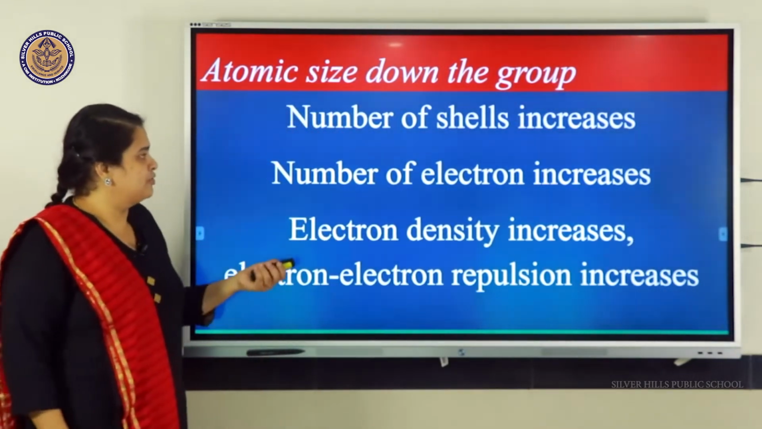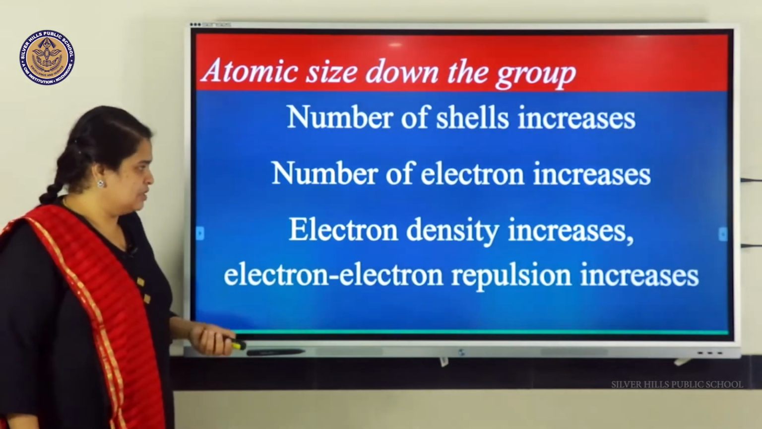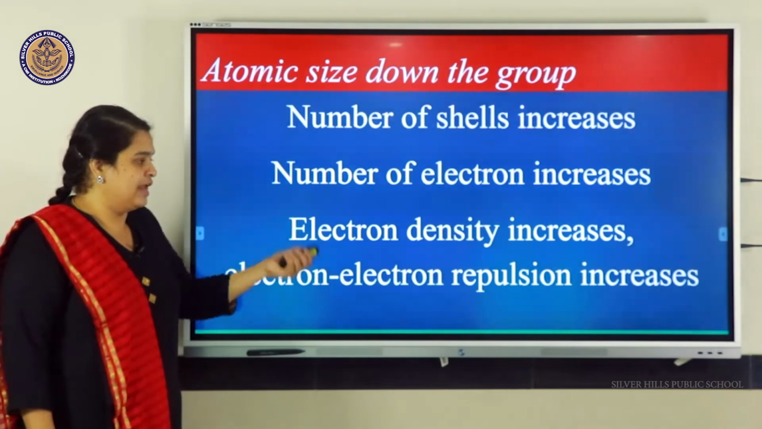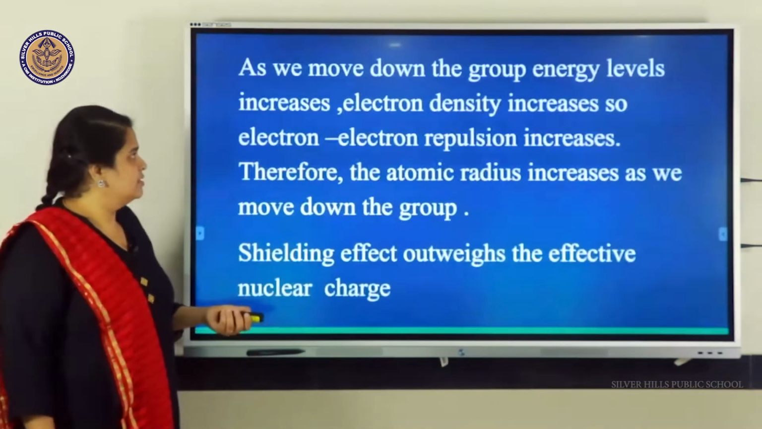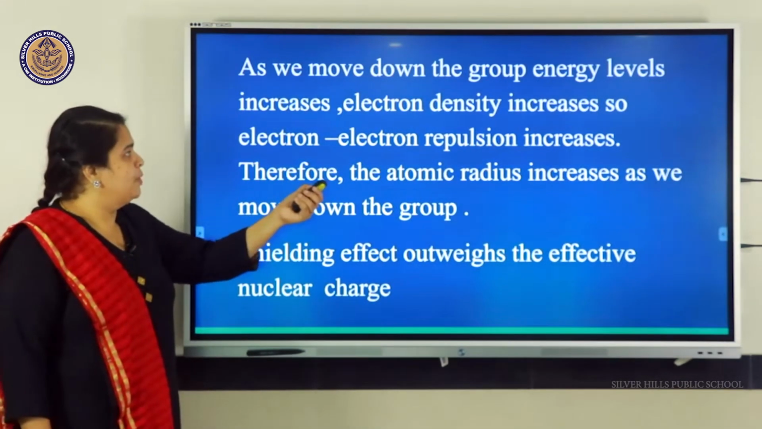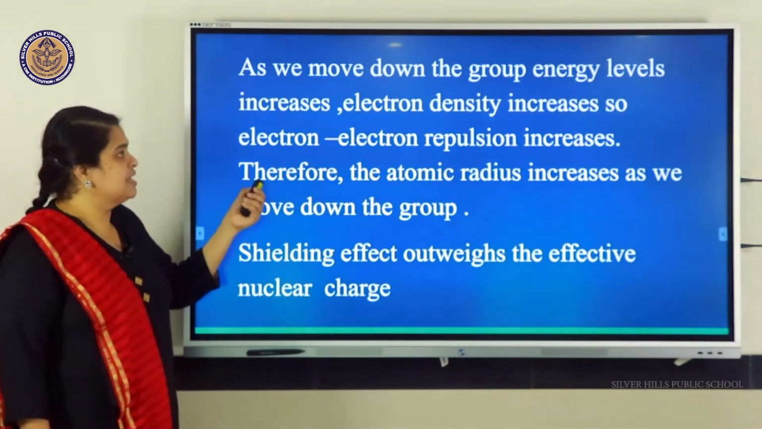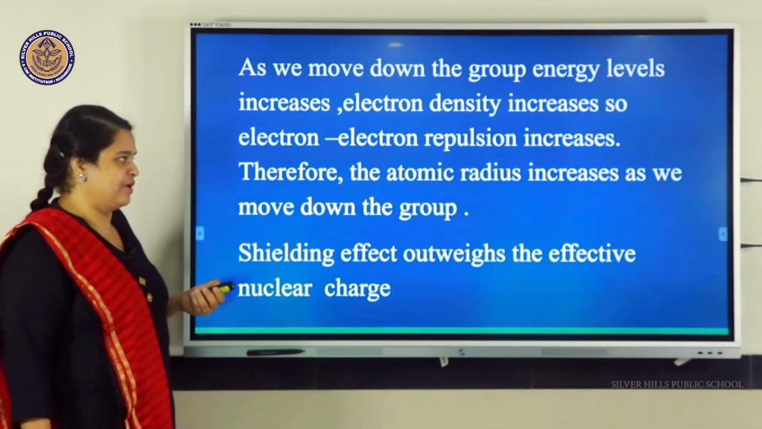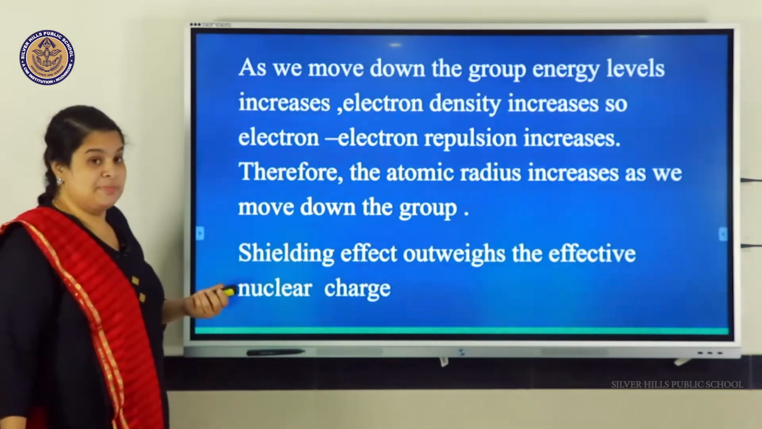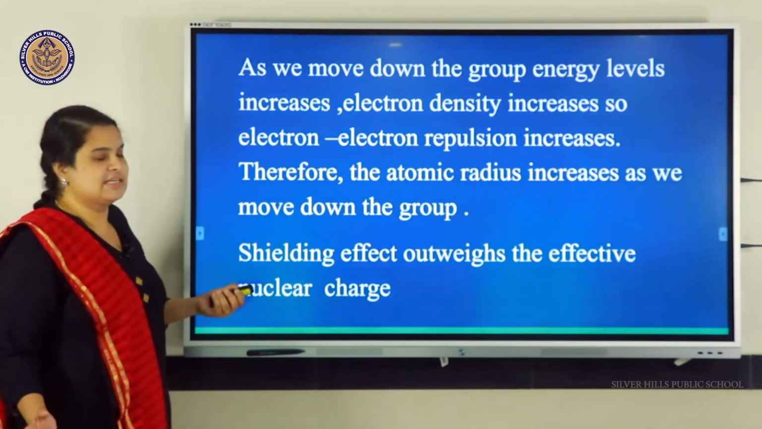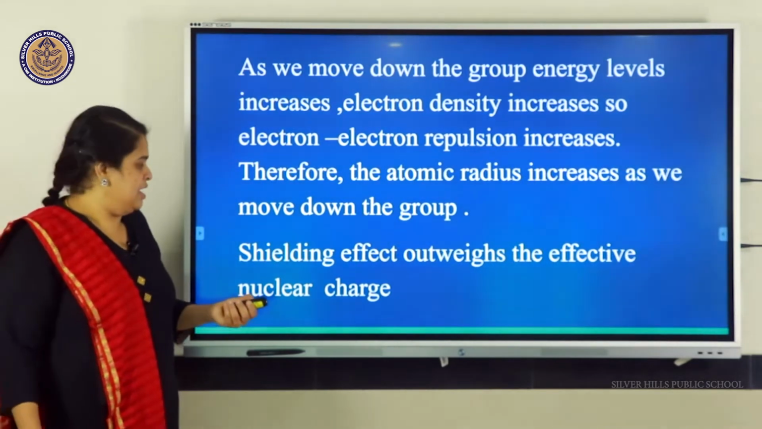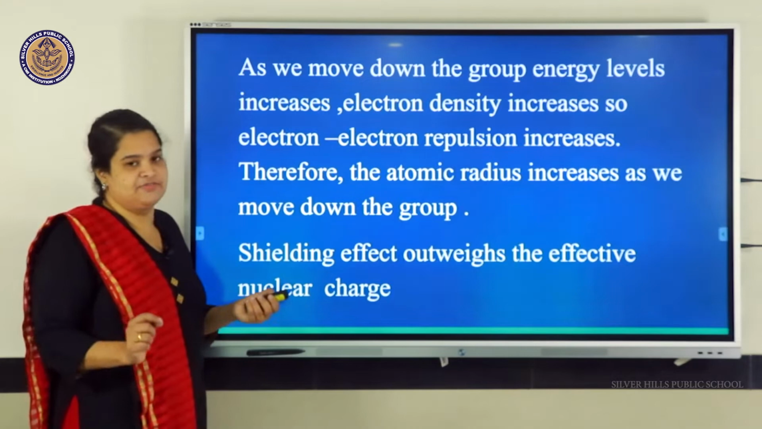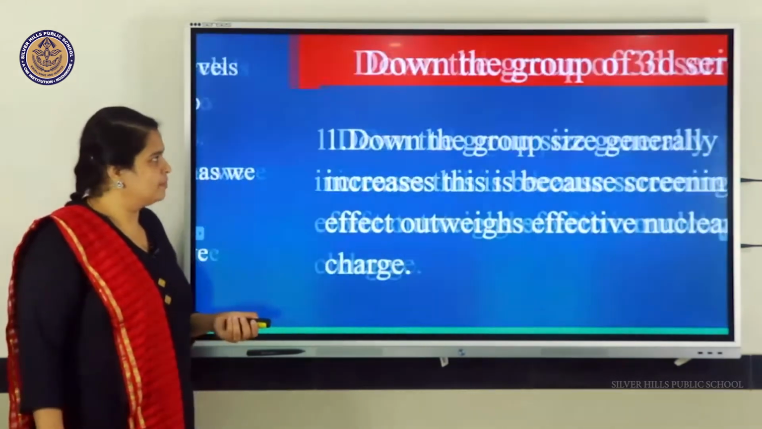Here you can see the number of shells increases, number of electrons increases, electron density increases, repulsion of the electrons increases. So, as we move down the group, energy level increases, electron density increases, so electron repulsion increases. Therefore, the atomic radius increases as we move down the group. That is, the shielding effect outweighs the effective nuclear charge.